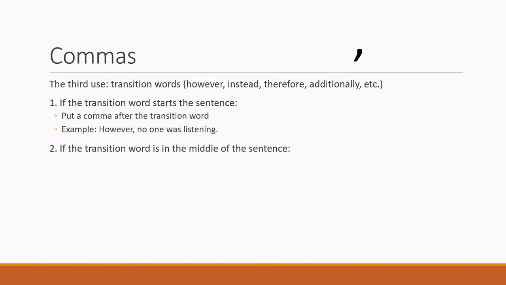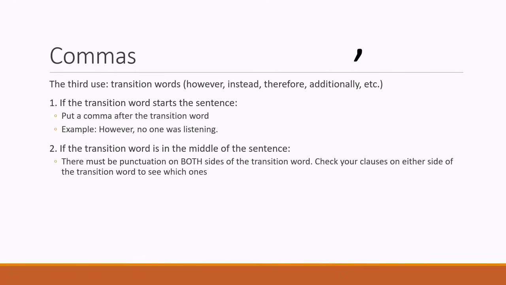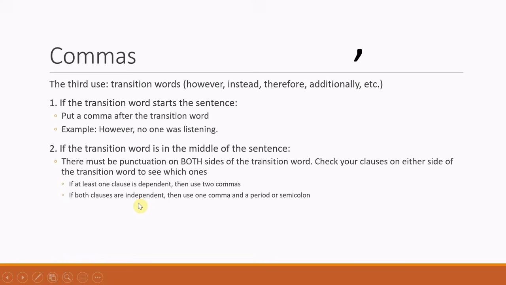If we put it in the middle of a sentence, it can be a little bit more complicated, but not too much. There, you're going to need to put punctuation on both sides of the transition word. Just make sure to check your clauses on either side of that transition word to see what punctuation we want. If we have at least one side being dependent, then you're going to want to use two commas. In essence, you have an interrupter there. If both sides are independent, then you're actually going to want to make sure that one of those is a comma and the other one is either a period or semicolon.